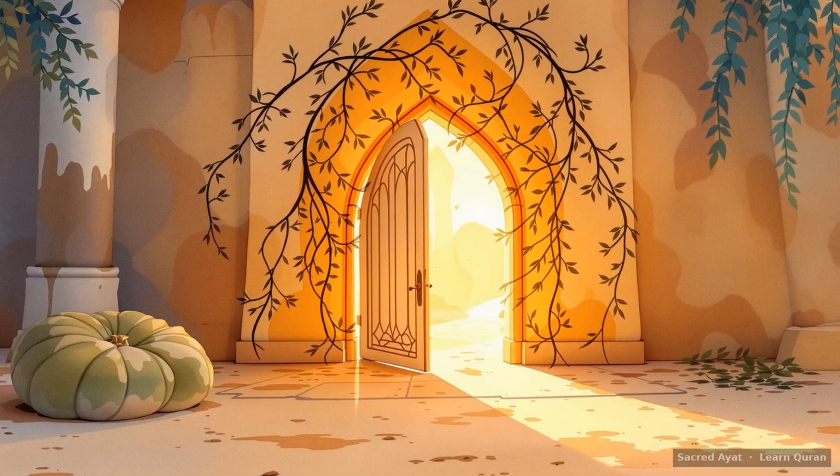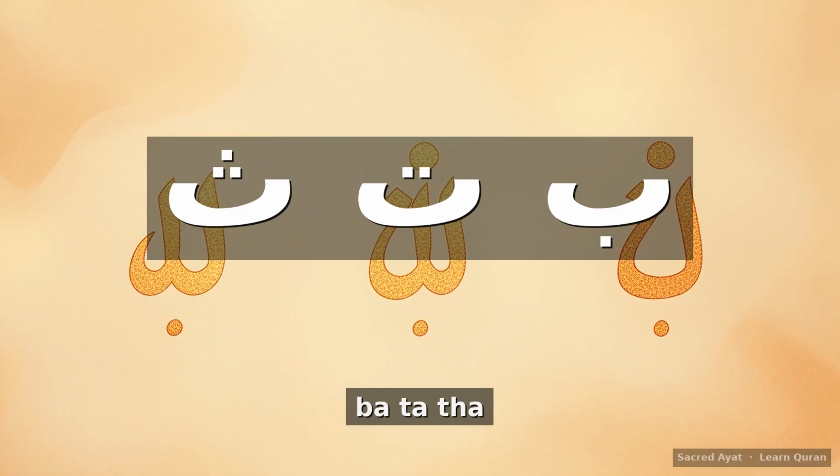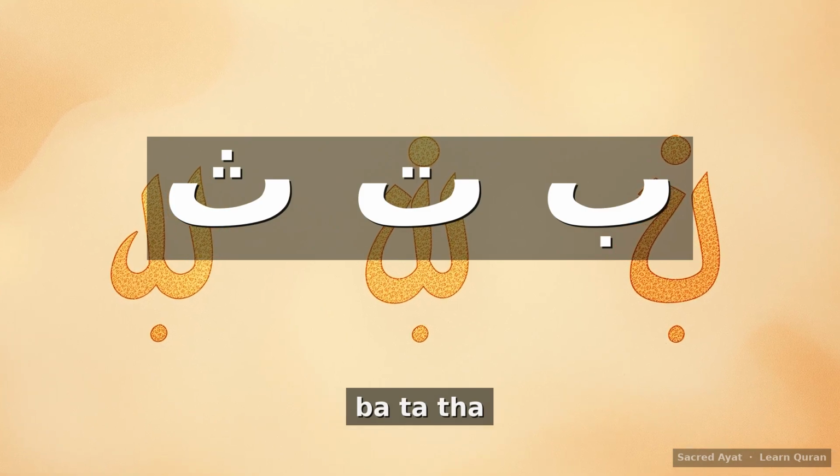Today we add Ba, Ta, Tha to your alphabet. Here is Ba, one dot below. Ba, ba, ba. The sound is made with the lips together. Now look at Ta, two dots above. Ta, ta, ta. That sound uses the tip of the tongue against the teeth ridge.